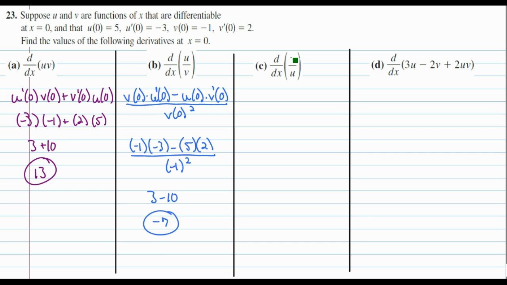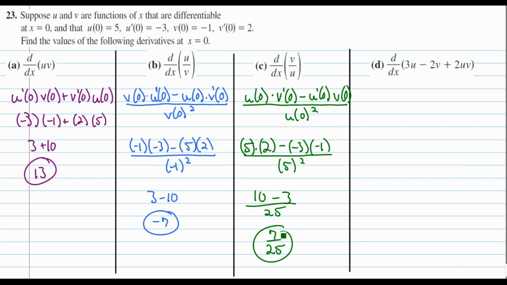Now part C, I'm still taking the derivative of a quotient, but this time v is in the numerator and u is in the denominator, so it's going to look different. I'm going to start out with the denominator, which is this time u, left alone, times the derivative of the numerator, which they're calling v this time, minus vice versa, so u prime of 0 times v left alone, all over the denominator, which is this time u, squared. Plug in my numbers, and I get 7/25. So in other words, the slope of the tangent at x equals 0 of the v function divided by the u function would be 7/25.